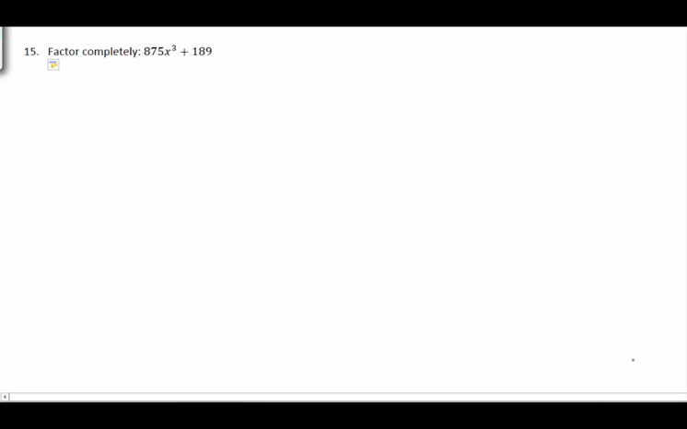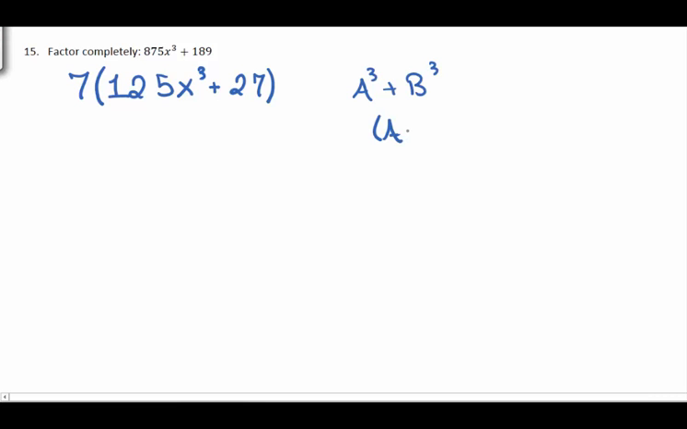Number 15. So first we should figure out what they have in common, which in this case is a 7. This leaves me with 125x cubed plus 27. And here we'll notice that 125 is a perfect cube and 27 is a perfect cube. So in general, when you have a cubed plus b cubed, we factor this as a plus b times a squared minus ab plus b squared.